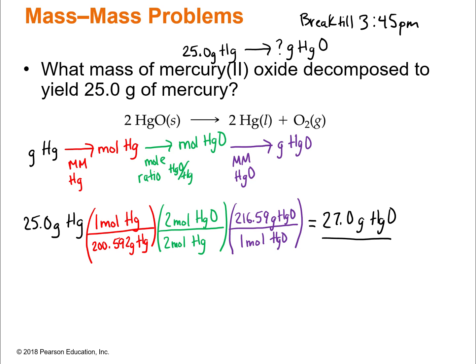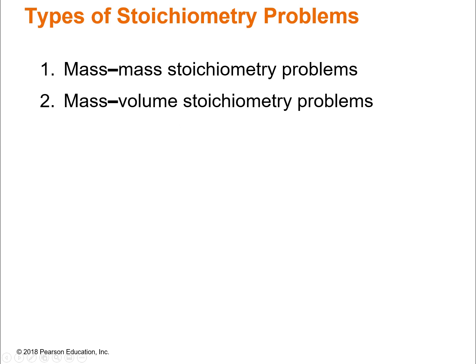We're going to get through one more problem type, and then I think that'll be about it. So we just did mass to mass. That's where we're taking grams of one substance in a chemical equation, converting it to something else in the same chemical equation. For this second type, we're given the grams or the mass of one reactant or product, and we have to figure out the volume of the reactant or product. Since we're talking about volume, that implies that one of these is going to be a gas.